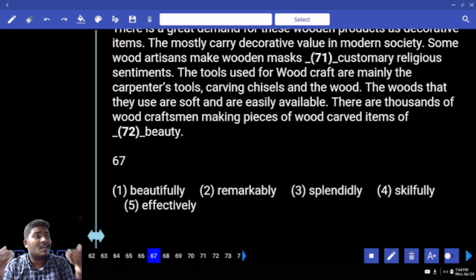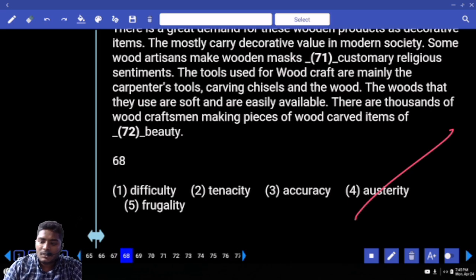This is nothing but skill. Since it is a heritage, the skill passes continuously without any break. So we are not speaking about the beautifying nature, we are speaking about how skillful they are. So the answer is the fourth one. Next, question 68.